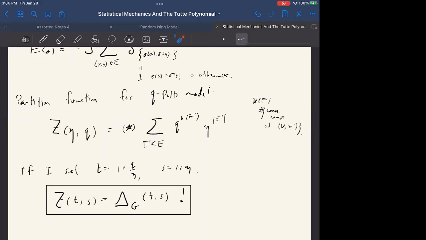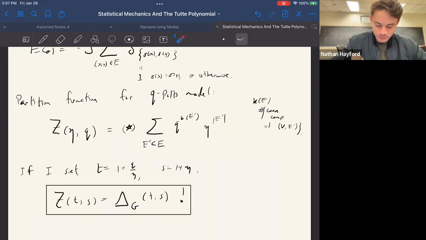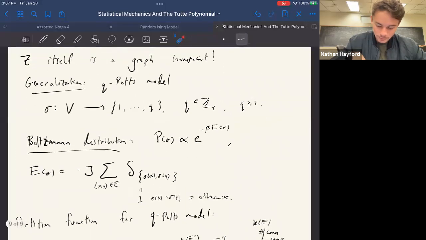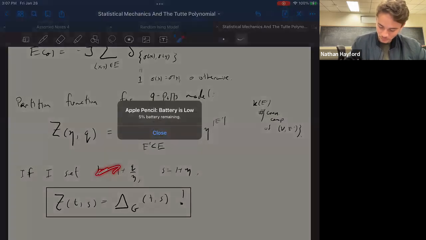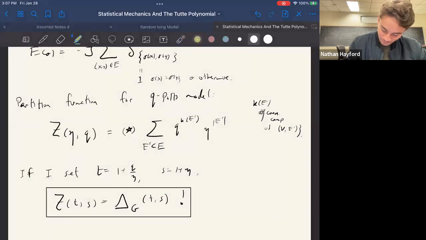Right at the end there, you've drawn an equivalence between the partition function of the Potts model and the Tutte polynomial? Right. In these scaled variables, the Tutte polynomial is exactly the same as the partition function.